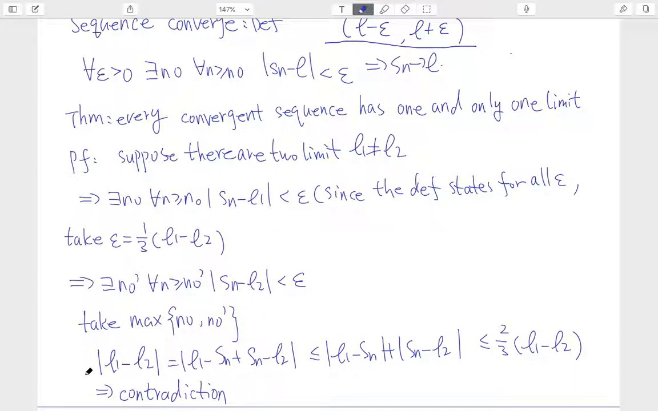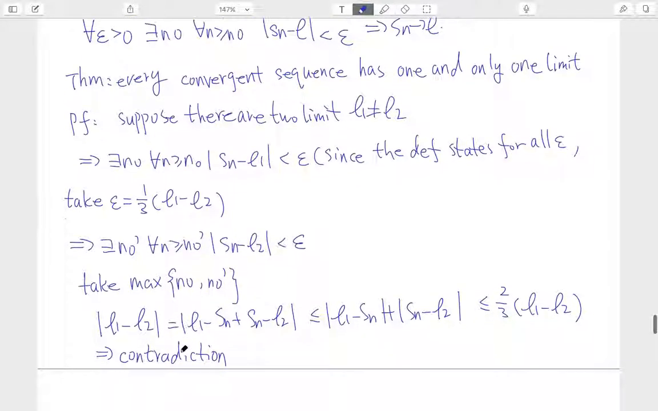You can see that by the triangle inequality, we obtain something that is quite ridiculous, and then we realize that some mistake must have been made by us, and it turns out that the mistake is that L1 is not equal to L2. It is a mistake, and the truth is there should be only one limit for a convergent sequence. This is how we complete the proof.